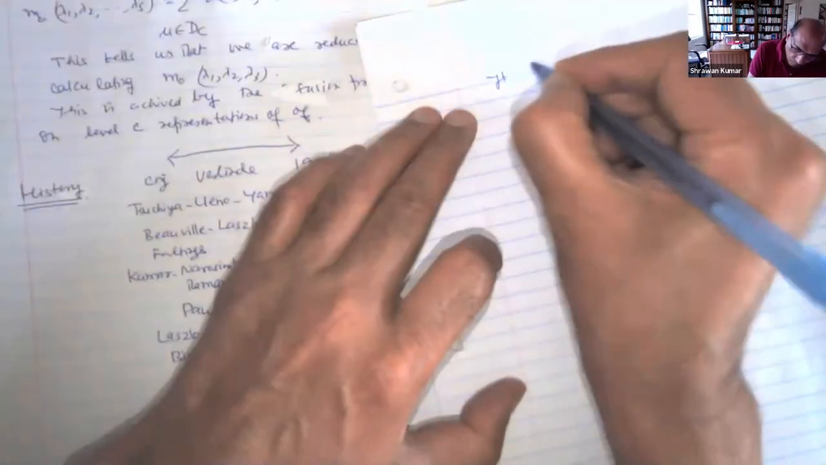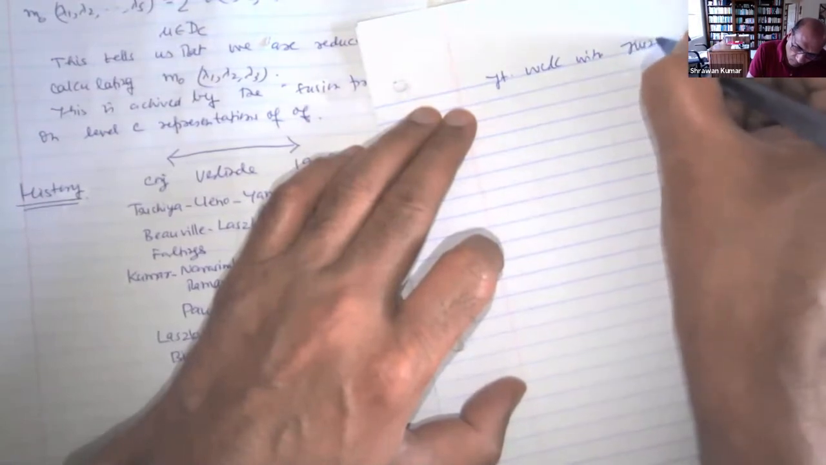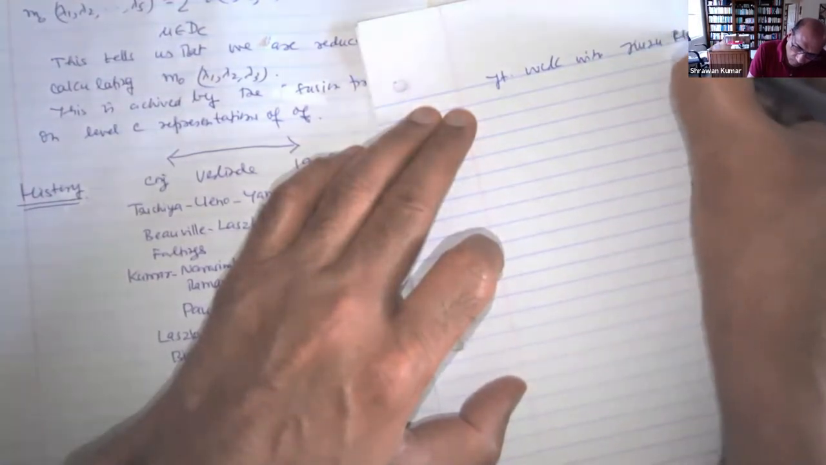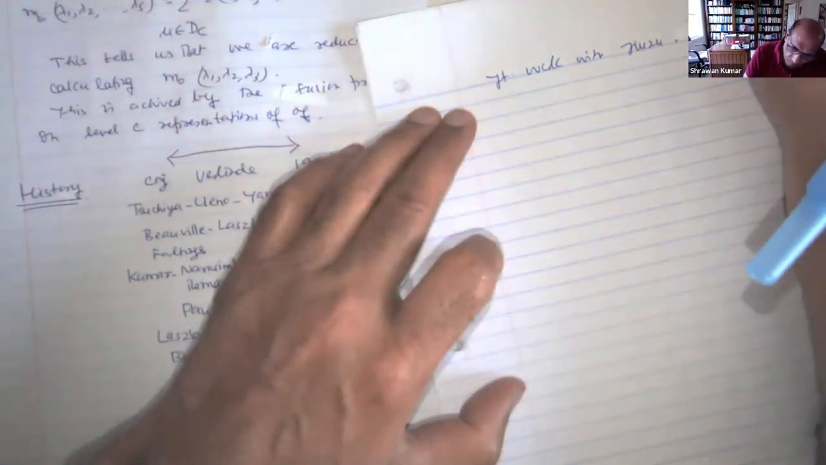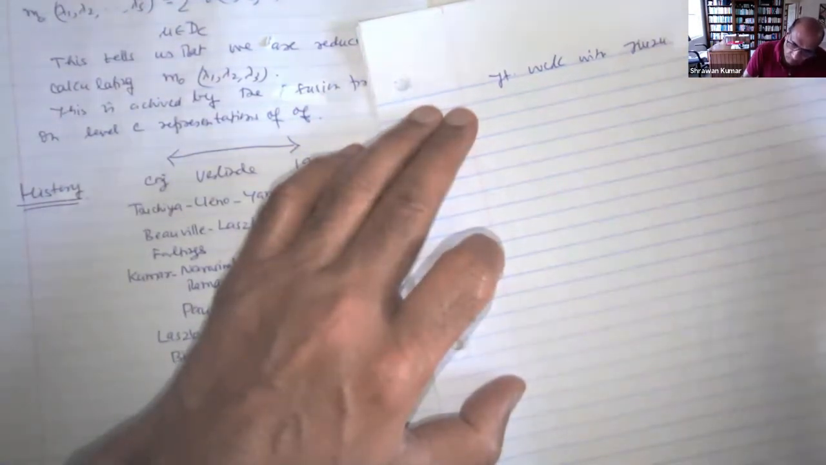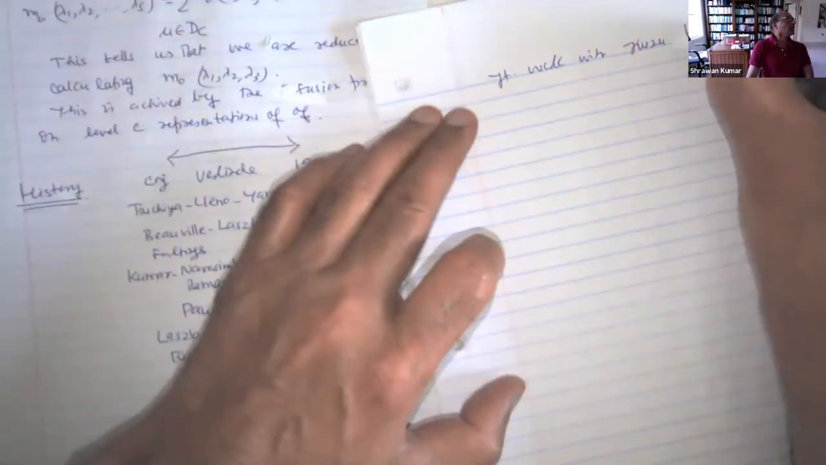Okay, so now comes our work. So this is Jiuzu Hong. I have 15 minutes or so. Yeah.